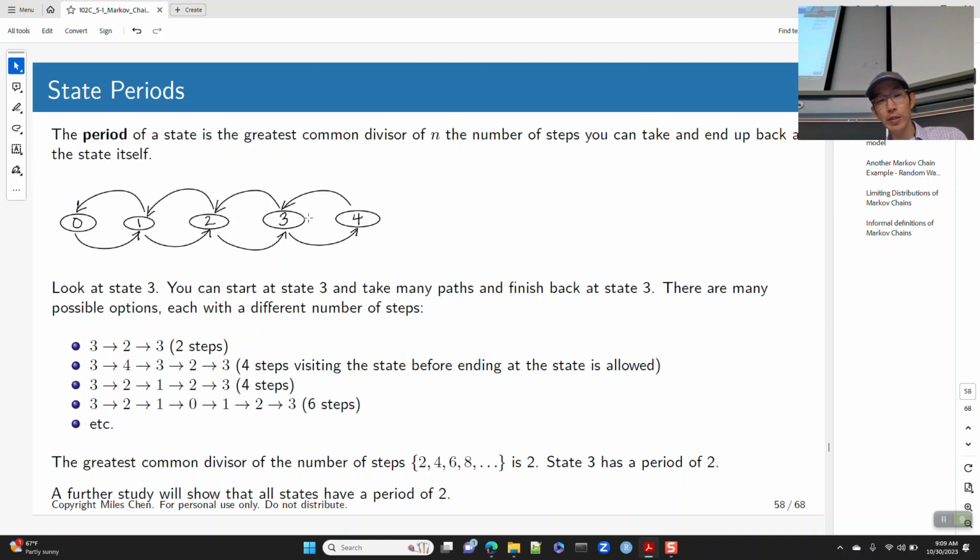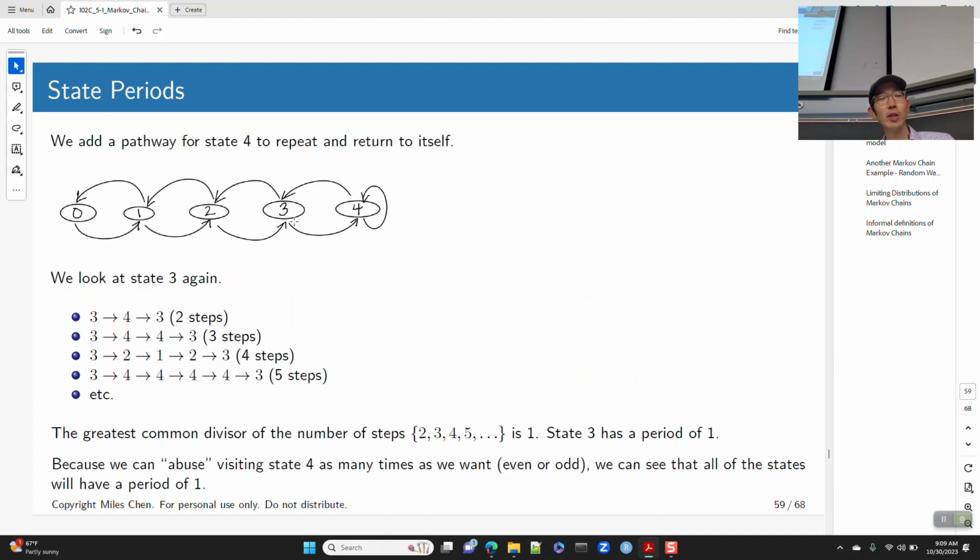So if we look at this chain, and if I tell you we started off at state 3 at time 0, and I say, hey, we are at time 5, at time 5 we know we can't be at state 3, because it's odd. Whereas over here, if I start off at state 3 and I say we're at time 5, well, you could be at 3, you could be somewhere else, right? You could be anywhere in the chain, right?